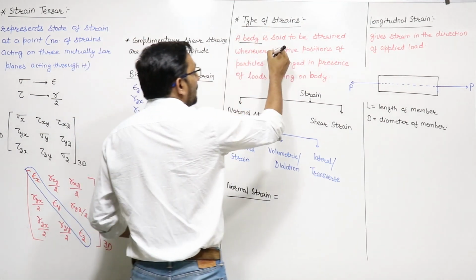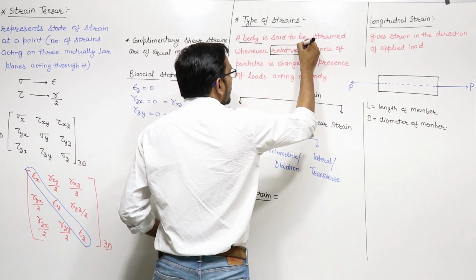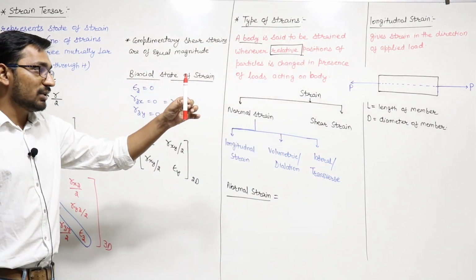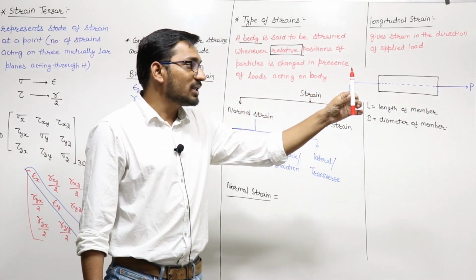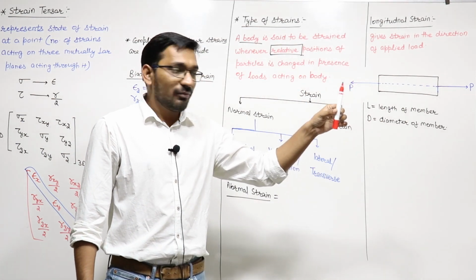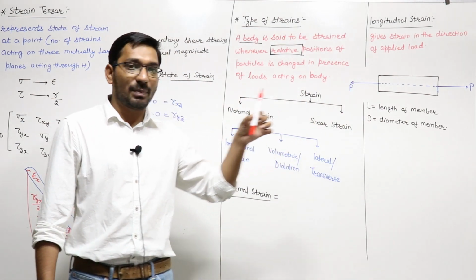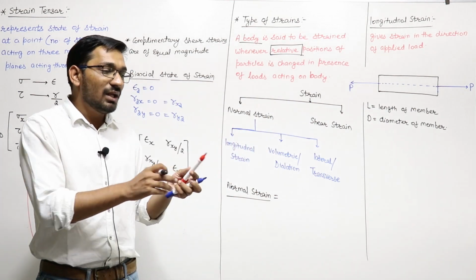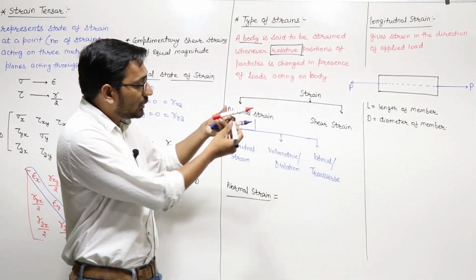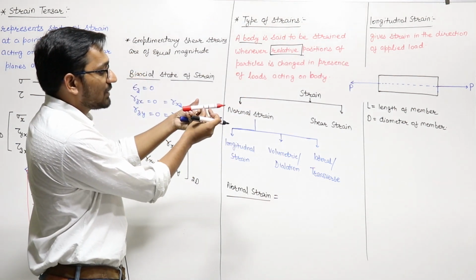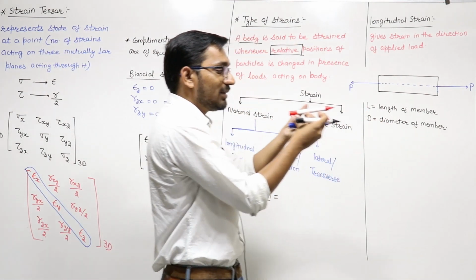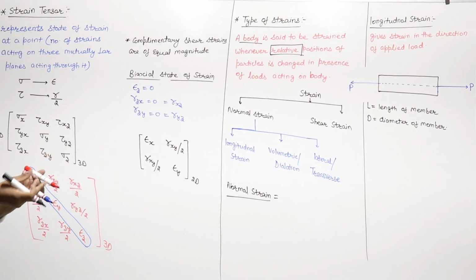So we can say a member or a body is said to be strained whenever the relative positions of the particles change. The important thing is relative, not the position of the particle. This is the initial position of the particle, this body will move to this position, so the position of particles will be changing. We are not concerned about the position of the particles, we are concerned about the position with respect to each other, relative to each other. Suppose these are two molecules with a distance of 1 mm between them. If I move them from this point to this point, the relative change of position will be 0.